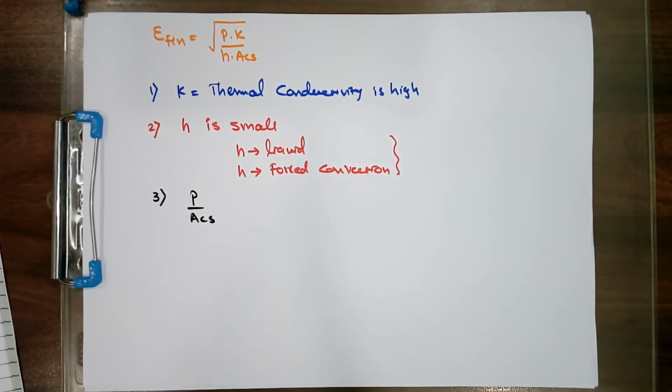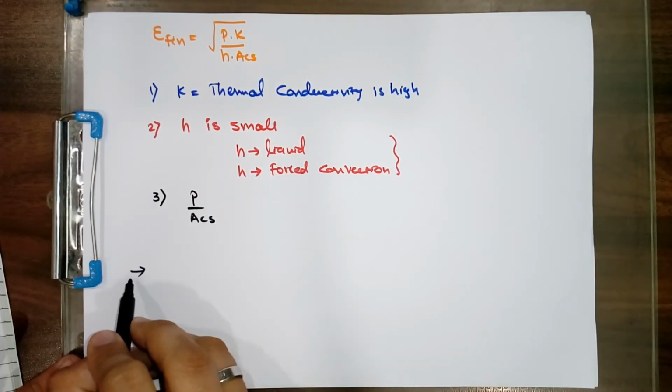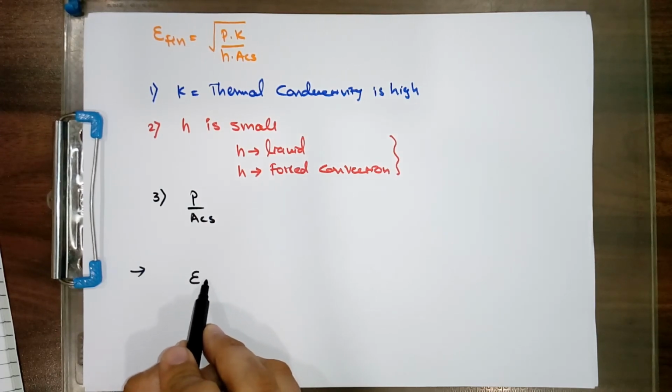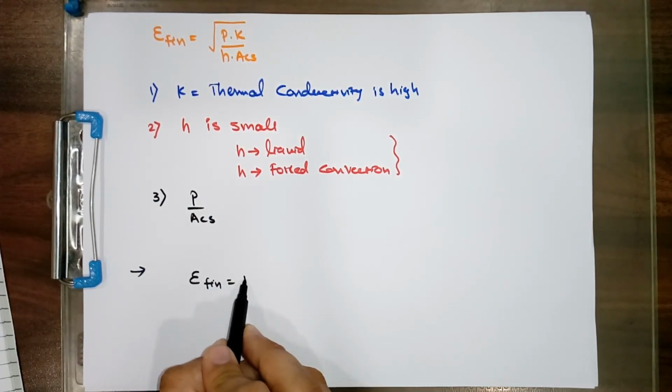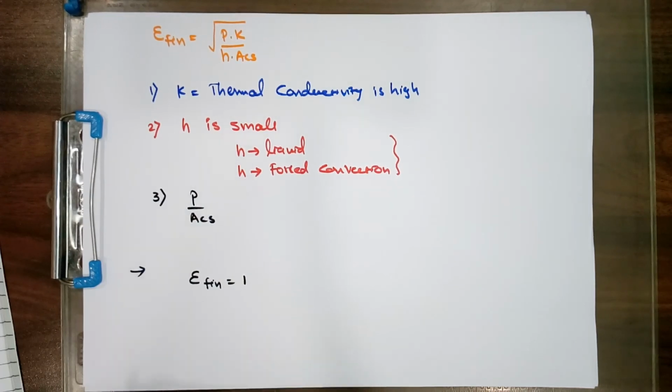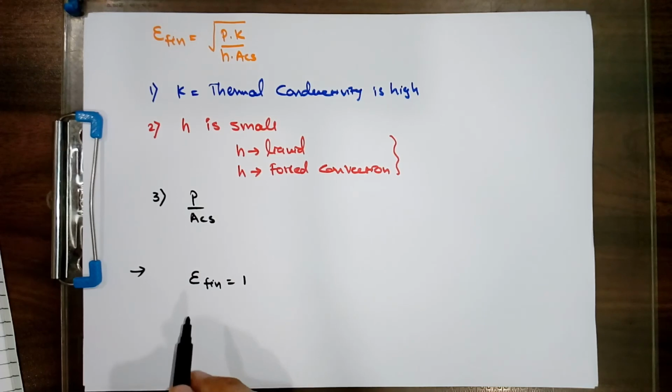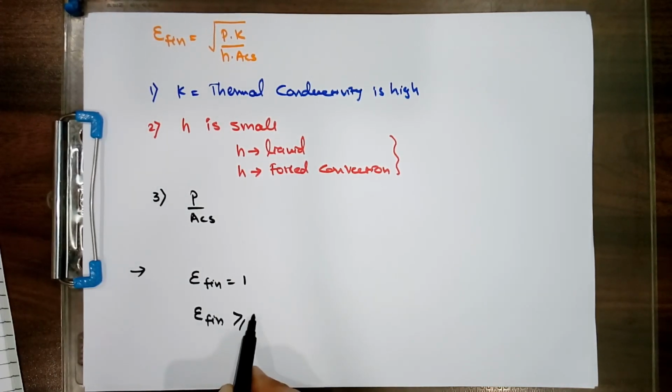Second thing here, the effectiveness becomes 1 when there is no fin. So we expect the effectiveness of the fin to be always greater than or equal to 2. Then and only then can we justify the fin. So these are the two important parameters that today we learned with regard to the fin, effectiveness and efficiency.